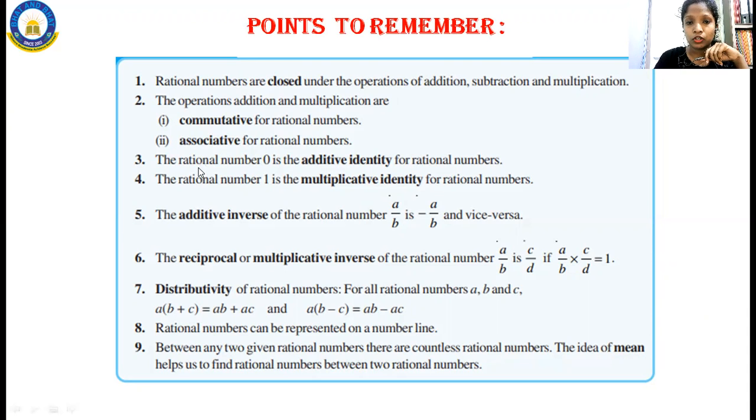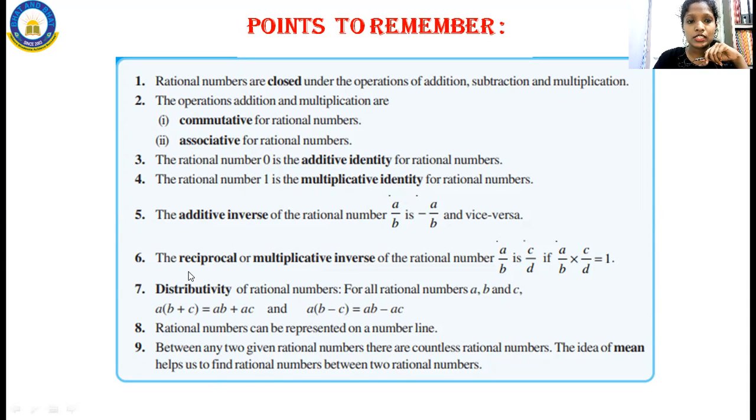Then the third point: the rational number 0 is the additive identity of the rational numbers, and the rational number 1 is the multiplicative identity. Always remember, 0 is the additive identity and 1 is the multiplicative identity. When I come to the additive inverse of a number, if the rational number is a by b, the additive inverse is written with a negative sign: a by b becomes minus a by b.